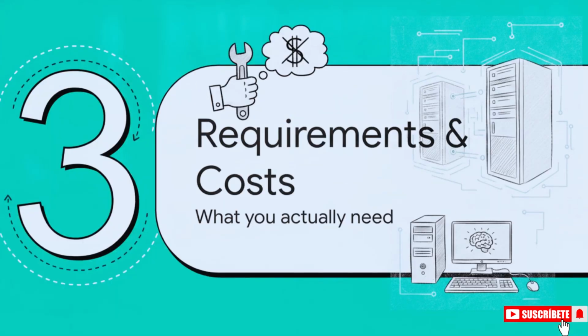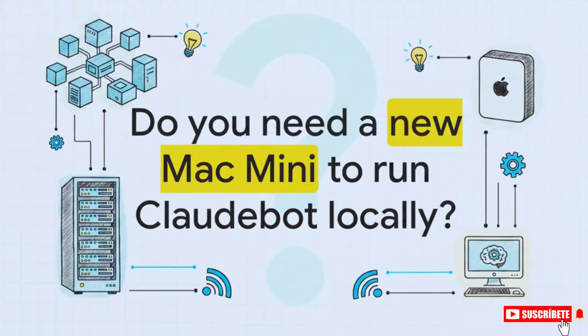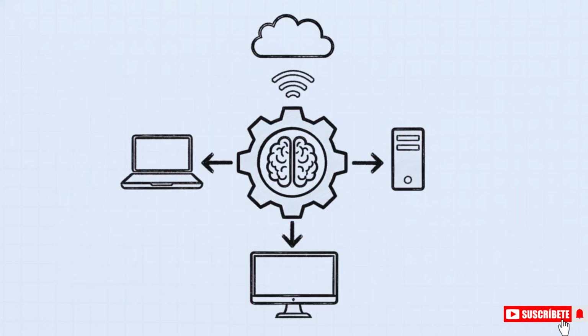Let's move on to Section 3, Requirements and Costs. What do you actually need to pull this off? So the very first question that always comes up whenever someone mentions the words local AI is about hardware. Everyone assumes you need to buy a supercomputer, a dedicated server rack, or go drop cash on a brand new Mac Mini just to handle the processing load. Well, the short, very relieving answer is absolutely not.